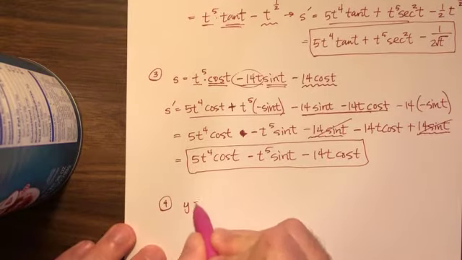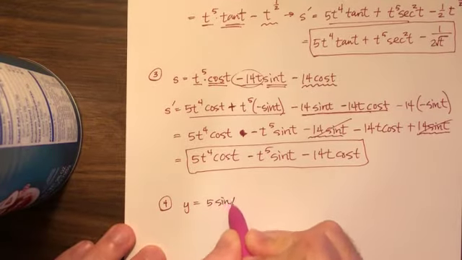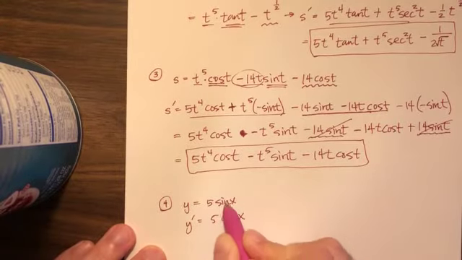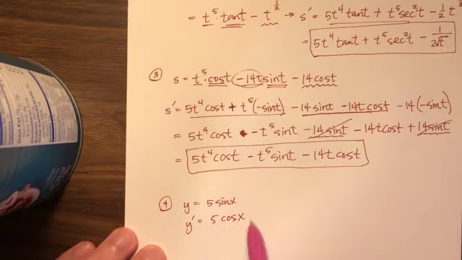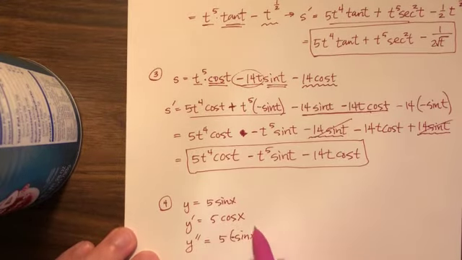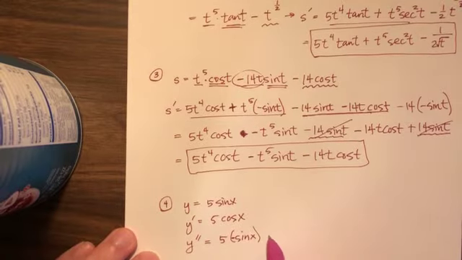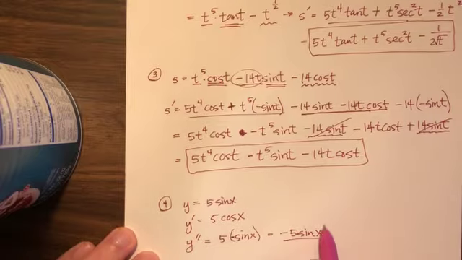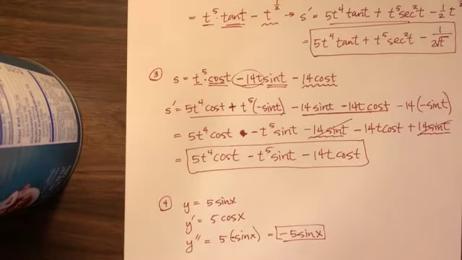So y is 5 sine of x. You would have y prime is 5 cosine of x, because that's the derivative of sine. There's no x in front, so no product rule. And then the second derivative will just be the derivative of 5 cosine, which is 5 times negative sine. Negative. Forgot it. And then you can clean that up a little bit by throwing it out in front. Right? So that's second derivative. Not on the quiz, but you should know it.